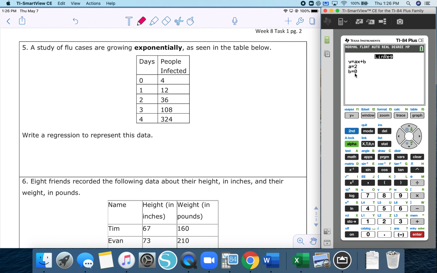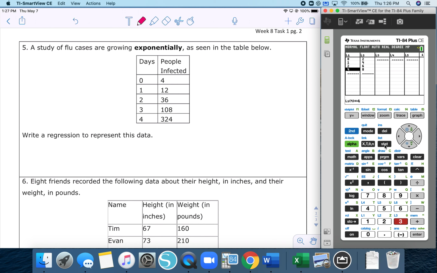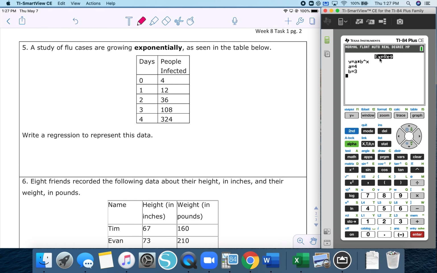Number 5, a study of flu cases growing exponentially is seen in the table below. Write a regression to represent this data. If you were to see this on an assessment, you would see the picture of the chart, like we see on this paper right now. Remember, these steps are going to be done for you. It's an exponential regression, so I'm doing expreg. And then they want you to write a regression to represent that data.